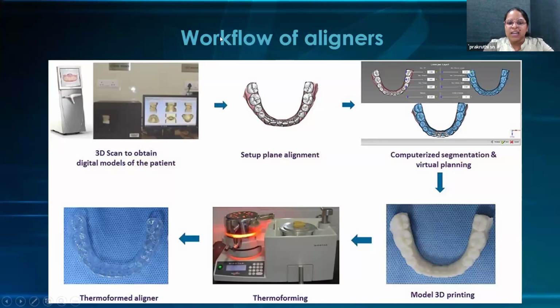Once the 3D data has been recorded, you will plan the case in the software. The software tells you exactly how many trays and how many stages will be required. Once that is done, the individual stage case models will be exported and 3D printed. Once the 3D printing is done, a thermoformed sheet will be pressed onto the model in order to get the aligner sheet. Suppose the case requires 20 sheets.